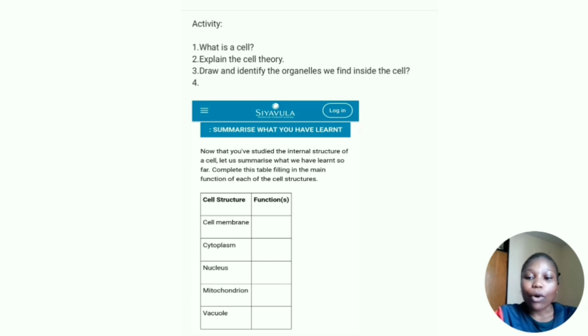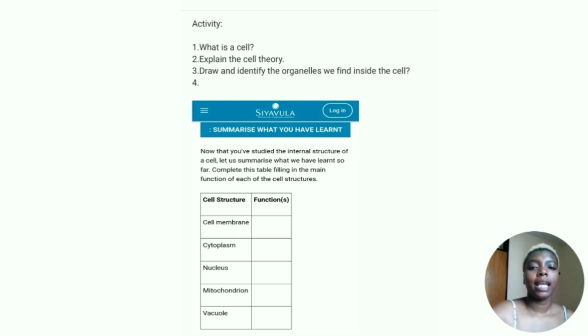Question 4, you have to explain the function of each cell part. We have the cell membrane. You have to explain what a cell membrane is and what its function is in the cell. What is cytoplasm and its function in the cell. You have to explain what the nucleus is and what it does in the cell. You also have to explain mitochondria and vacuole. You have to give a clear explanation of these organelles. Now I will hand it back over to my colleague.